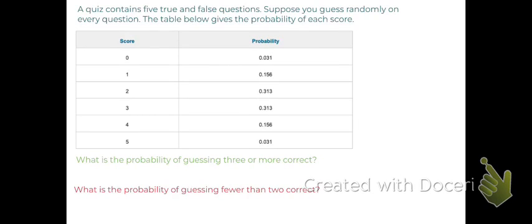Here it says a quiz contains 5 true and false questions. Suppose you guess randomly on every question. The table below gives the probability of each score.